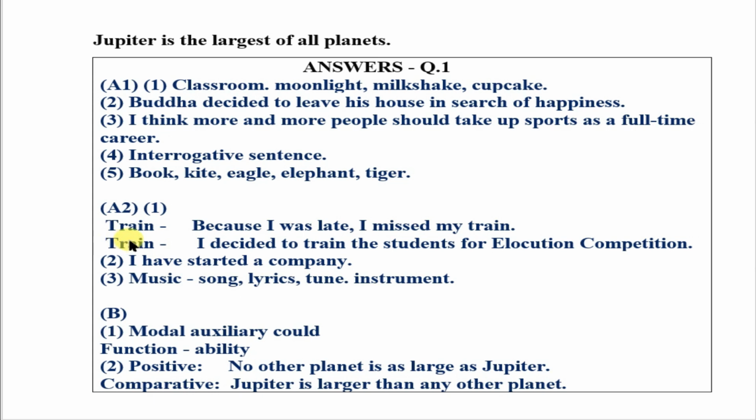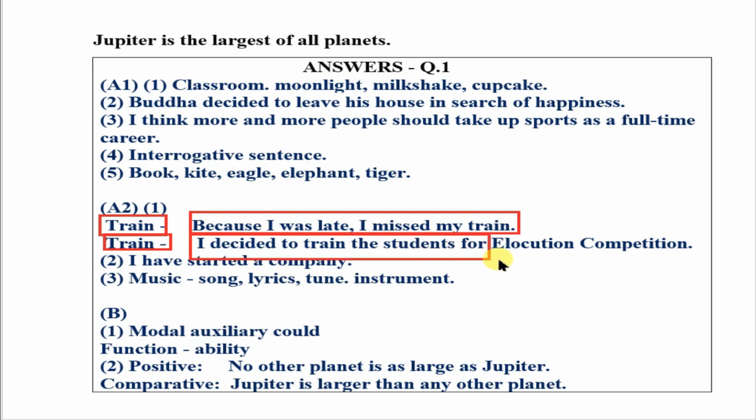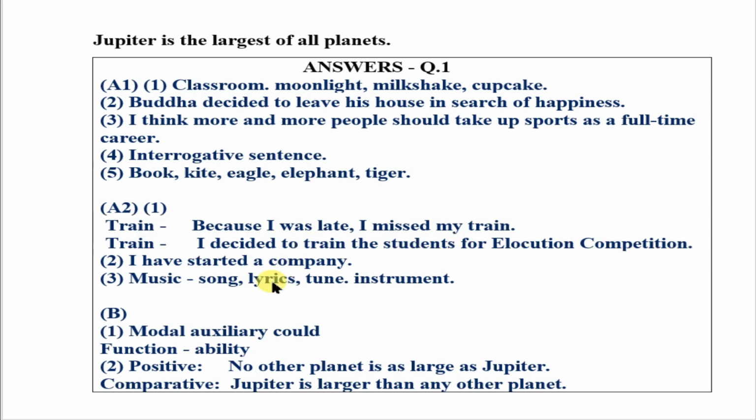Let's see the homograph of the word train. Two sentences are given. First, by using the word train: Because I was late, I missed my train. Another sentence: I decided to train the students for the elocution competition. Let's see the answer of the next question. You have to change the given sentence into present perfect tense, and the answer is, I have started a company. It is in present perfect tense.